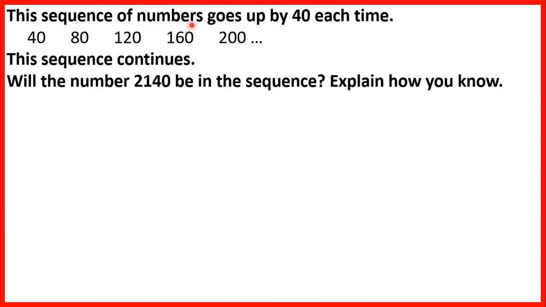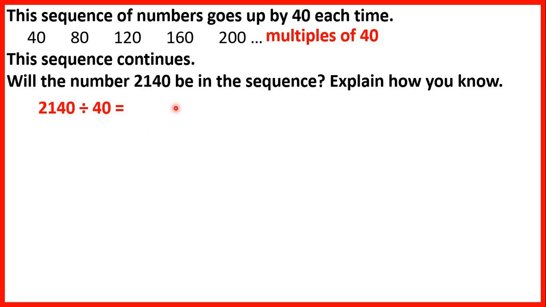This sequence of numbers goes up by 40 each time. So we have 40, 80, 120, 160, 200 and so on. So we have multiples of 40. This sequence continues. Will the number 2140 be in the sequence? Explain how you know. So we need to work out whether 2140 is a multiple of 40. So whether this number is in the 40 times table. And we can work that out by dividing it by 40.